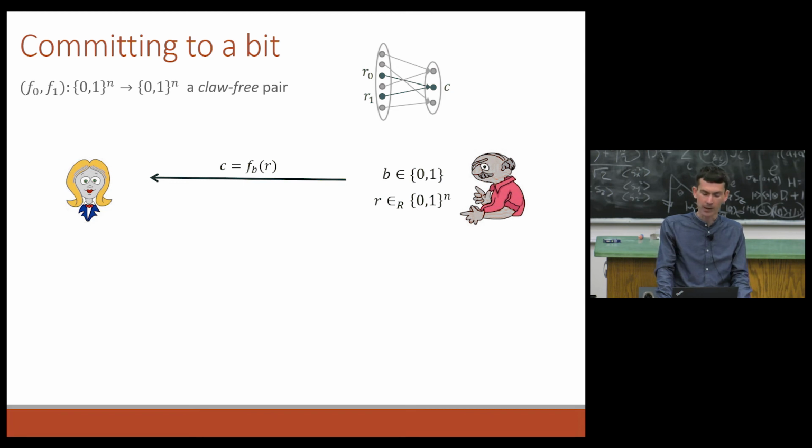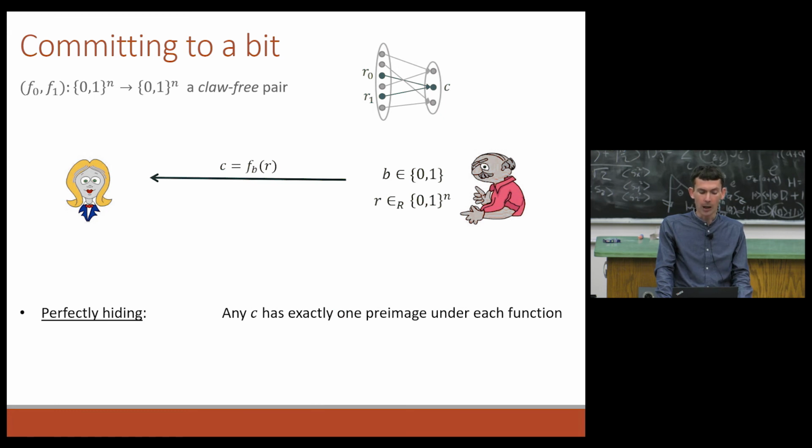I can already check that this scheme is hiding. This value C doesn't reveal any information because whatever B was, FB is a bijection. If the point on the left is chosen uniformly at random, the point on the right is uniformly at random. So this C is exactly uniformly distributed. No information about the bit B has transpired.